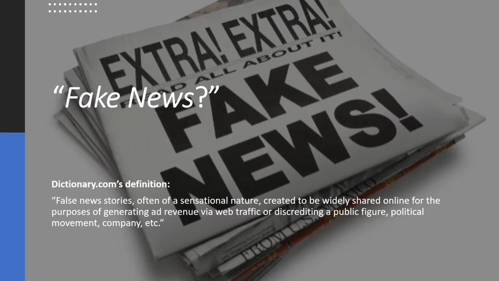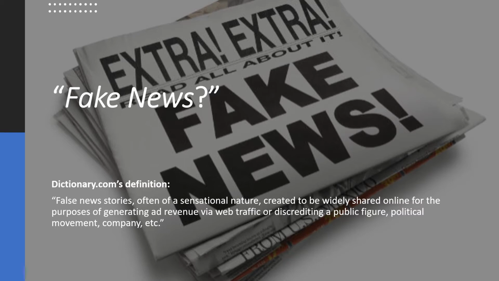So fake news, this phrase gets thrown around quite a bit. Fake news has existed throughout time. This definition here has been accepted and used for quite some time. We hear it in public discourse, often used in a different way. But here, the definition: false news stories, often of a sensational nature, created to be widely shared online for the purposes of generating ad revenue via web traffic or discrediting a public figure, political movement, company, etc.